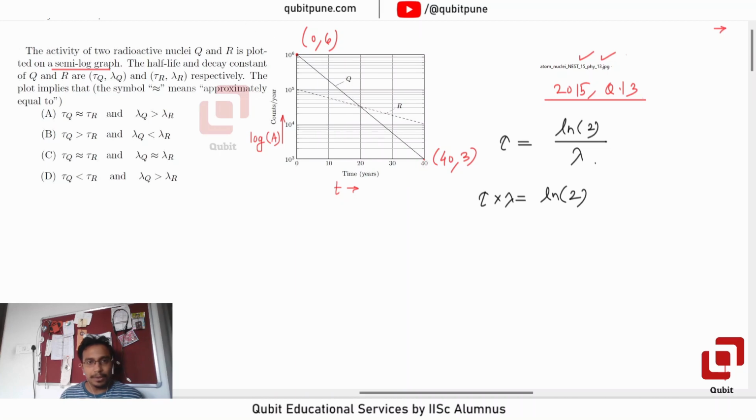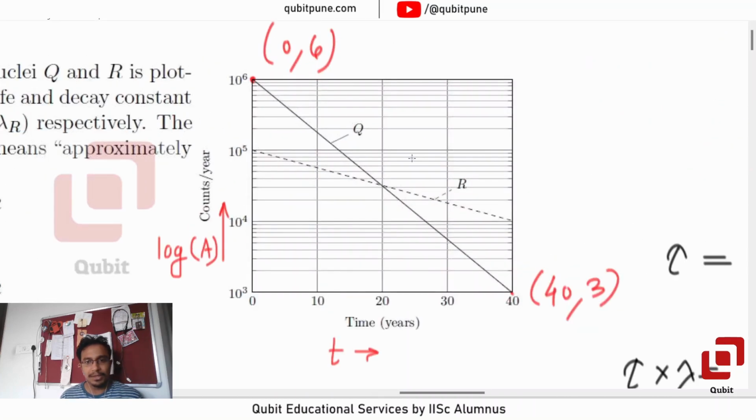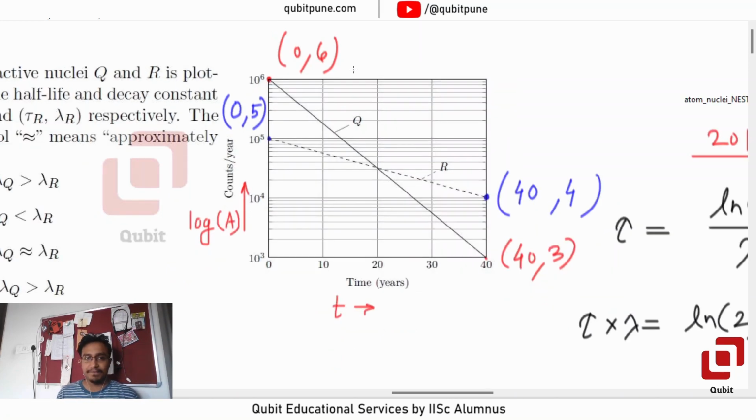Now can you tell me what will be the coordinates of this point on R? What will be its x coordinate? 40. And what will be its y coordinate? 4, correct. Let's go to this point now. What will be its x coordinate? 0. And its y coordinate will be 5.